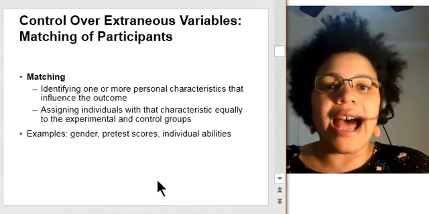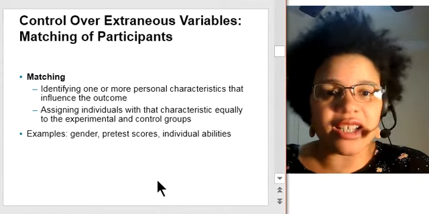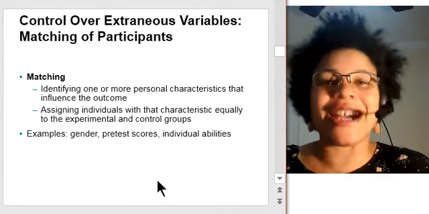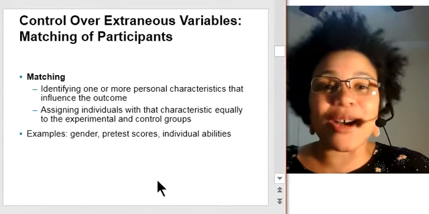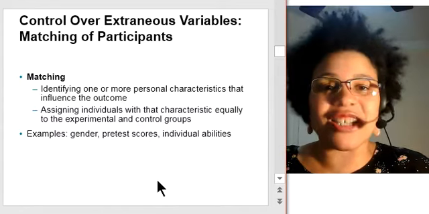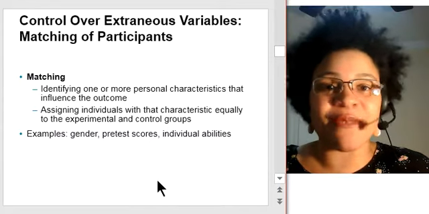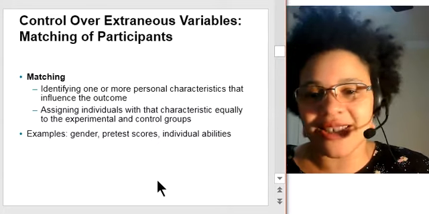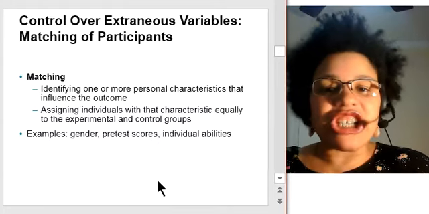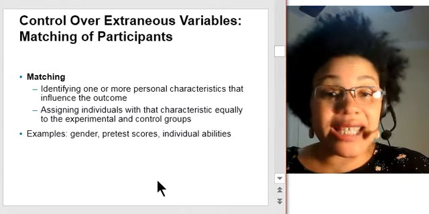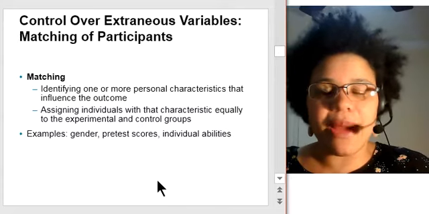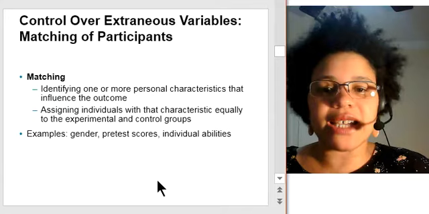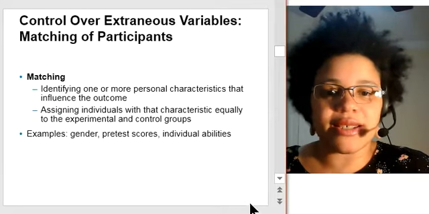So we'd have the same number of boys and girls in our class that's going to get the new programming curriculum as in the class that's going to get the same programming curriculum that we've used for the past 5 years. So gender is one way we match. Pretest scores is another way, matching kids who come in with the same level of knowledge of the subject. And also individual abilities would be a third.